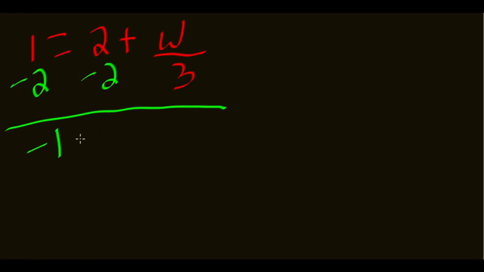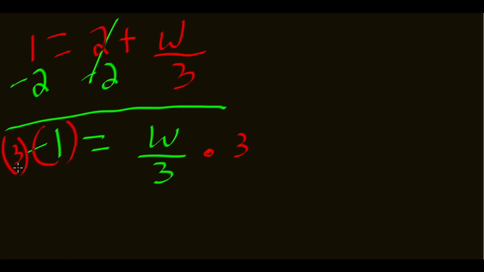1 minus 2. So this one is gone. So now you have w over 3. How do you get rid of this divided by 3? You do the inverse, which is multiplying by 3. Whatever you do on one side, you do it on the other side. You're going to multiply this side also by 3. So 3 times negative 1, one number is negative, so your answer is going to be negative. So this is canceled. So w equals negative 3.